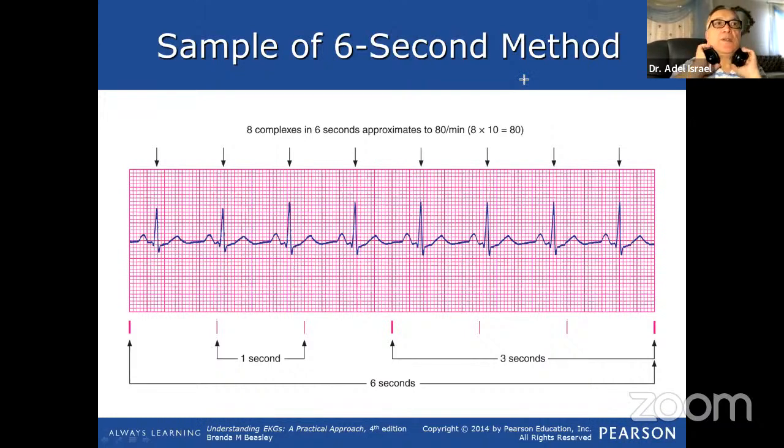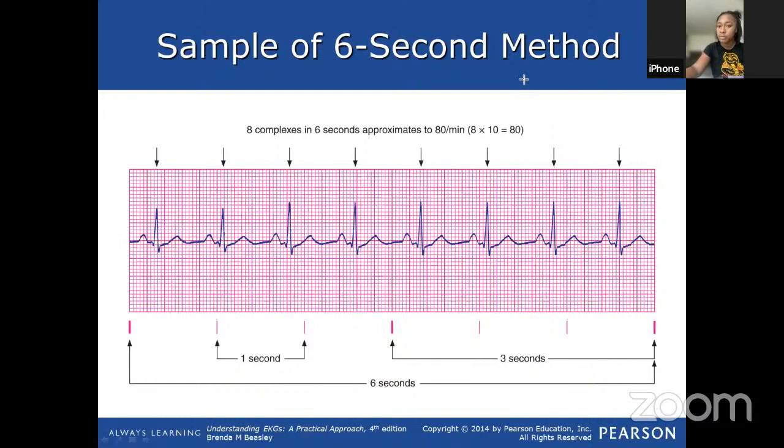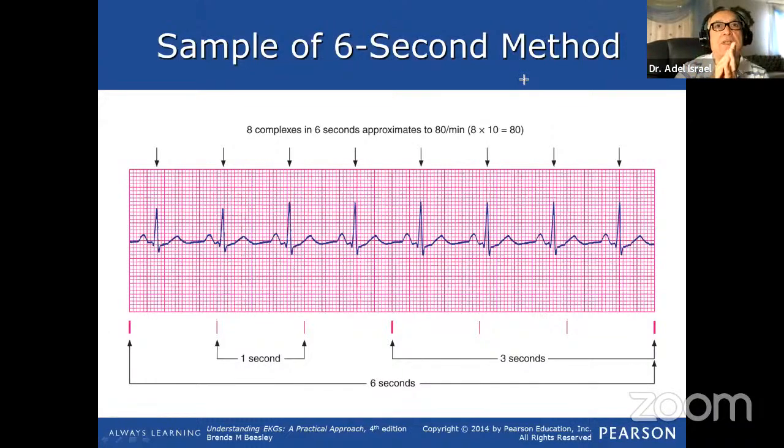Before we proceed to the next slide, do you have any questions? What are the 5 steps again? The 5 steps: Number 1, what is the heart rate? Number 2, what about the heart rhythm? Is it regular or not regular? Number 3, what is the P wave? Number 4, what is the PR interval? Number 5, what is the QRS interval or complex criteria?